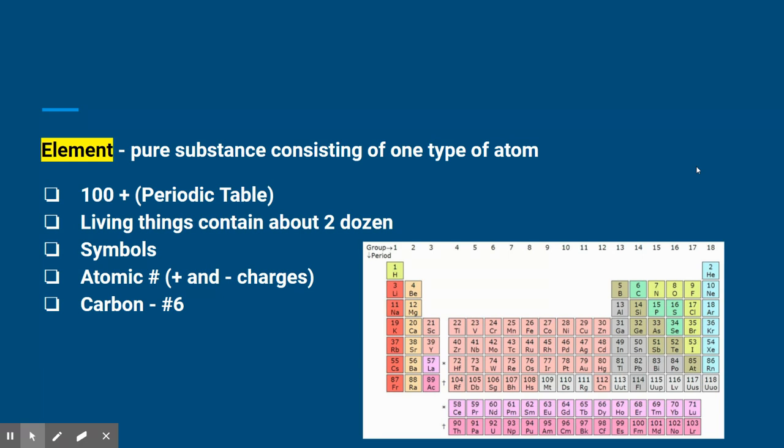Living things, an animal or a plant, contain about 24 of those 118. So we've got about a quarter of the total elements, I guess, in a living thing. Others are found in other portions of the universe.